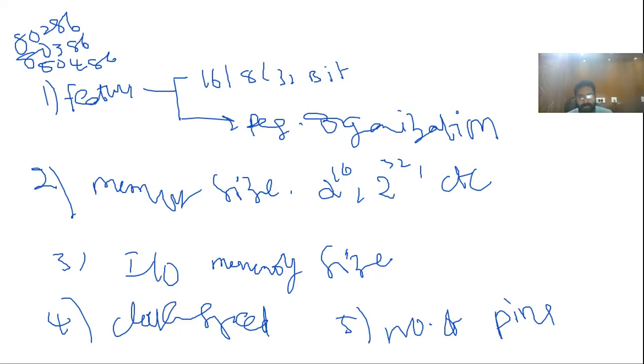You want to learn whether it is an 8-bit, 16-bit or 32-bit microprocessor, then the register organization. Then the memory size, which may be 64 KB, 1 MB, 4 GB or 64 TB for each microprocessor. Then the memory size of input output devices. Then the clock speed of that microprocessor, then the number of pins. That is very much essential.